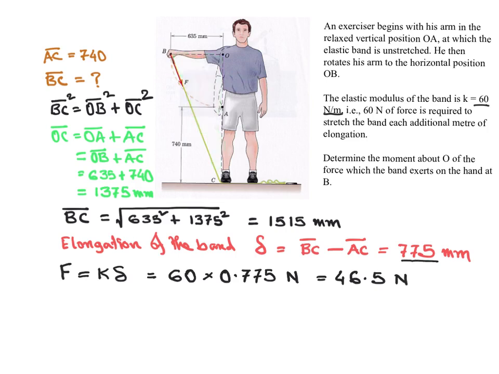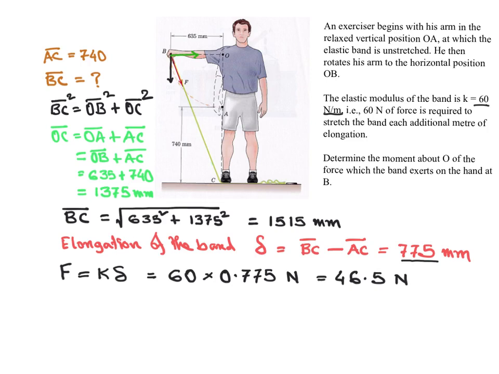Now to calculate the moment about point O, we can drop a perpendicular line from point O to the line of action of the force, measure this distance d, and multiply F times d. That would surely be one way to do it. But an easier approach would be to resolve that force F in the horizontal and vertical directions.